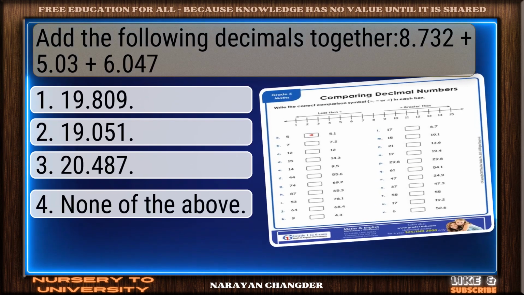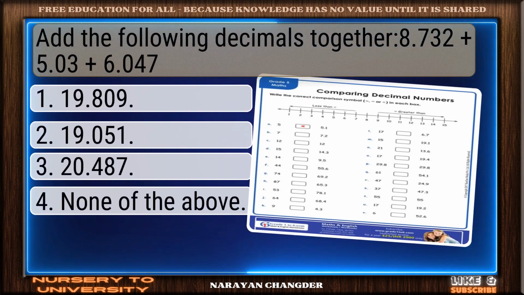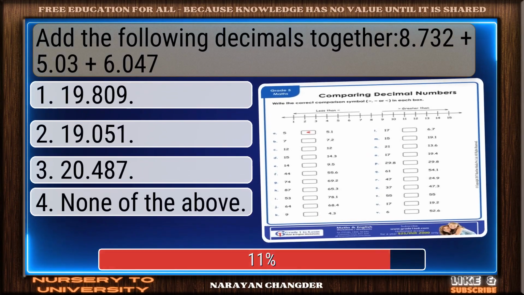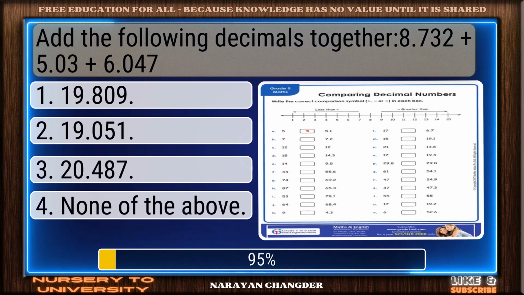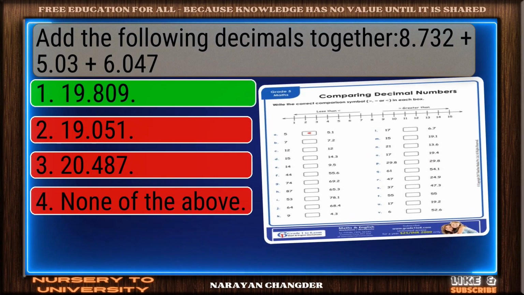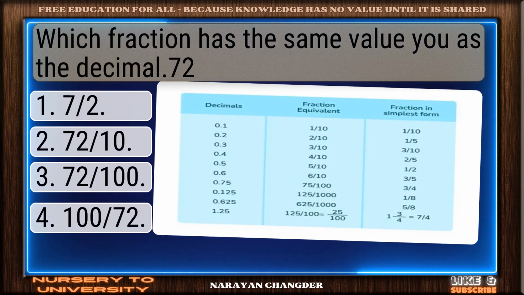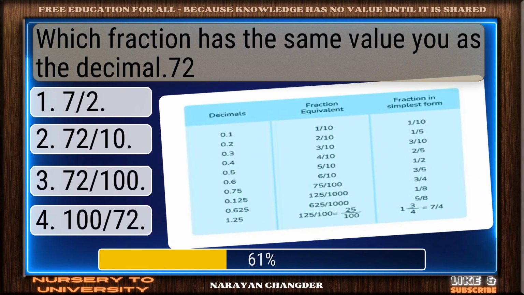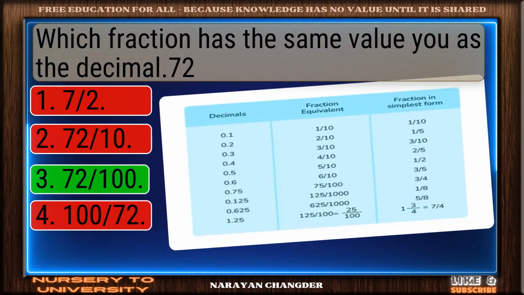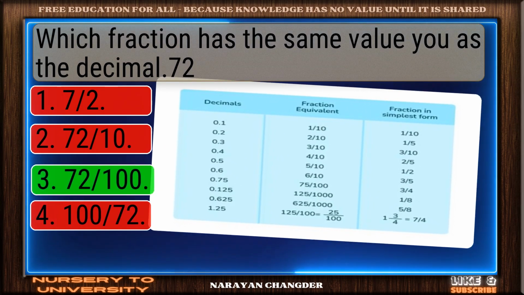Add the following decimals together. 8.732 plus 5.3 plus 6.47. Valid point. 20.502 is true. Which fraction has the same value as the decimal 0.72? You're right. 72/100 is the correct answer.